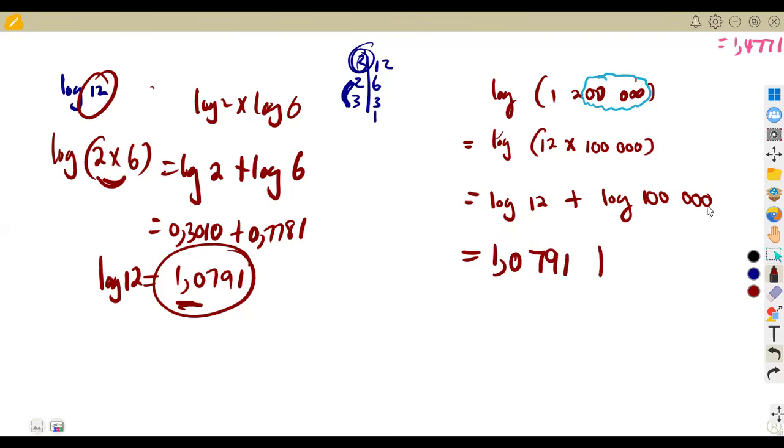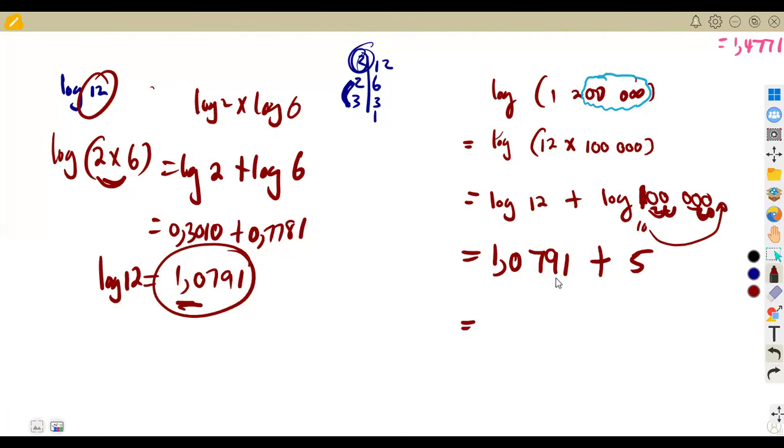1.0791 plus the logarithm of 100,000. If we are in base 10, we just count the zeros as long as it's a 1 followed by zeros: 3 plus 2, which is 5. So that means our answer is 5. The logarithm of 100,000 base 10 is simply 10 to the power of what gives us 100,000? 10 to the power of 5.